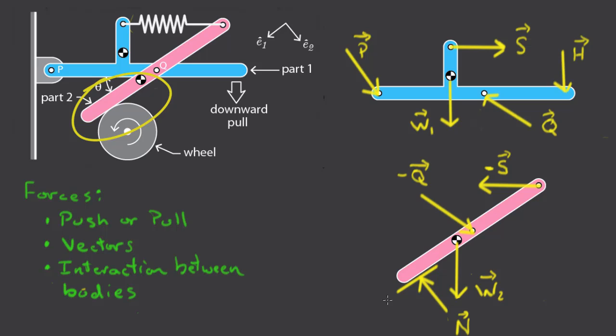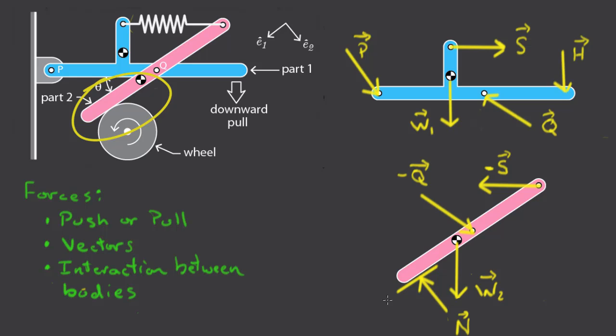So the next question is, which way does that friction force act on part 2? We're drawing a free body diagram of part 2, not the wheel, part 2. Which way does it act? Does it act down and to the left or up and to the right? Think about it for a second.